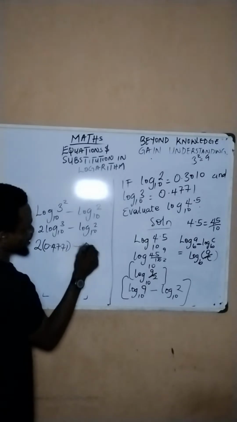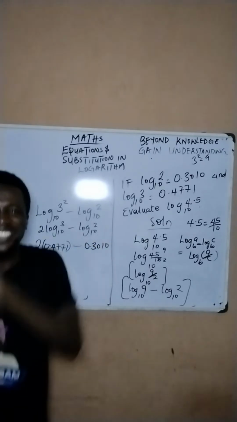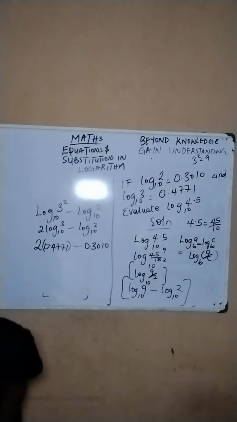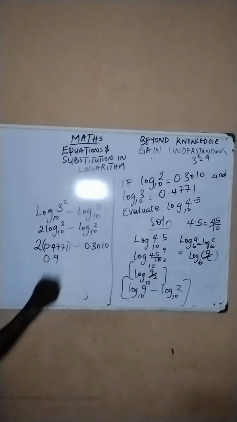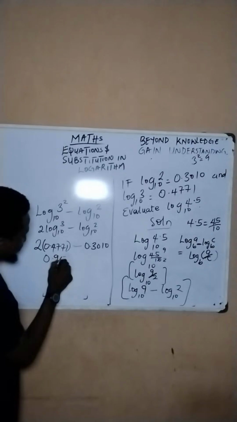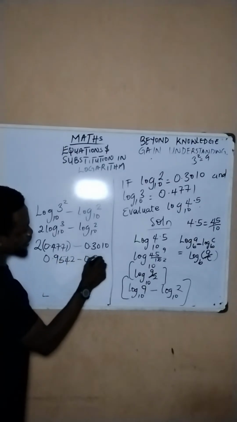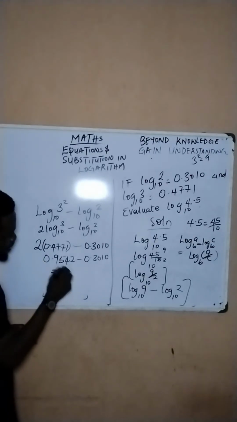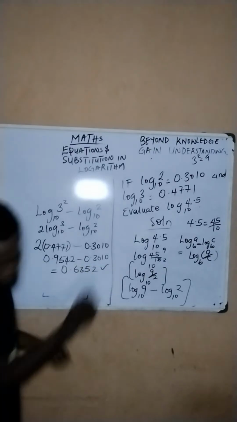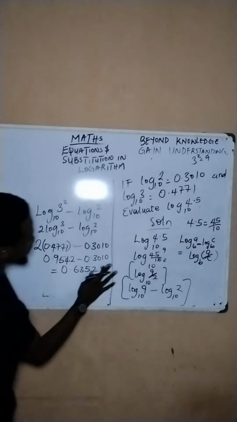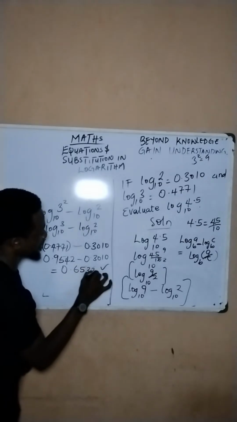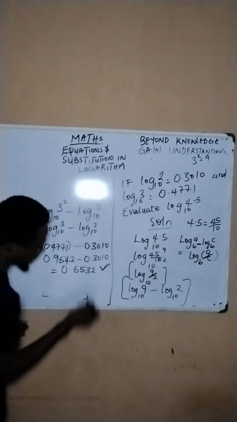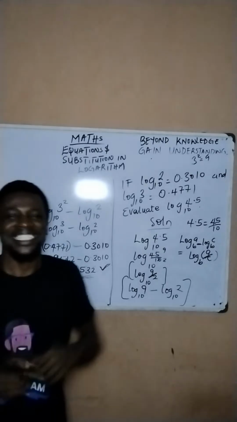minus the equivalent of log 2 base 10. It's equal to 0.3010. So let's go and multiply these together. If I multiply this together, it's going to give me 0.954642 minus 0.3010. So we can actually go and simplify this. If I simplify this now, it's going to give me 0.6532. So the substitution helps us to simplify this given log, and this is where we arrive at.